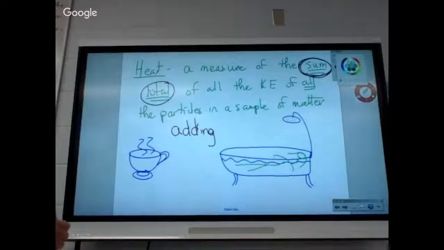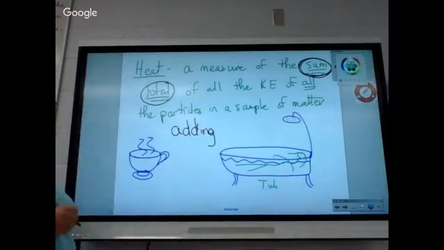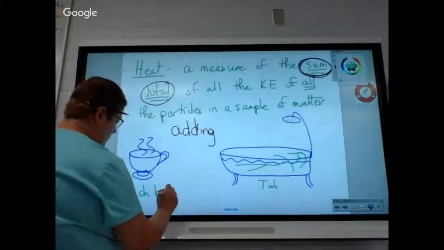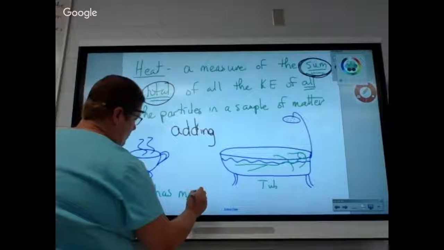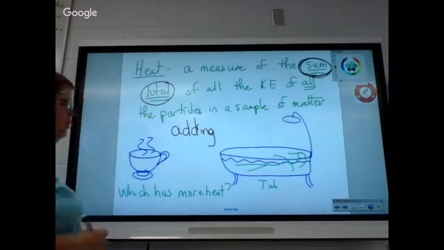Best I can do. All right, that's supposed to be a tub. So we got a tub, we got a coffee cup. Maybe that's not a mug. All right, so which has more heat?